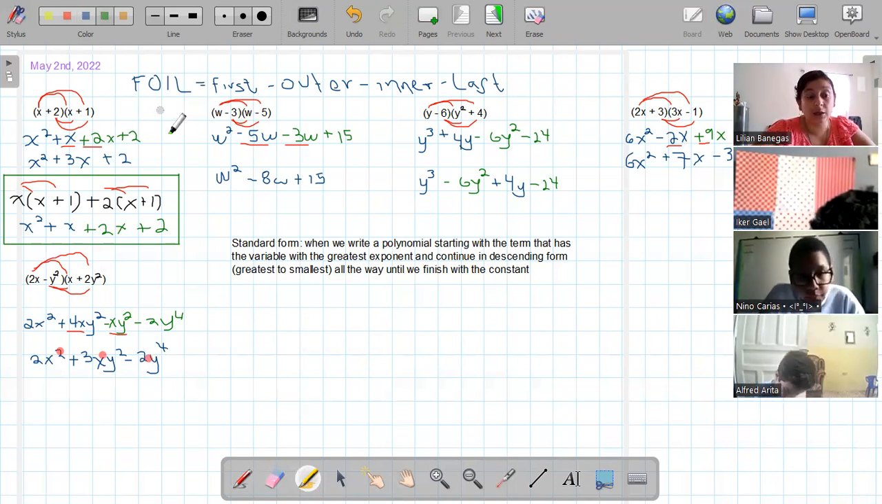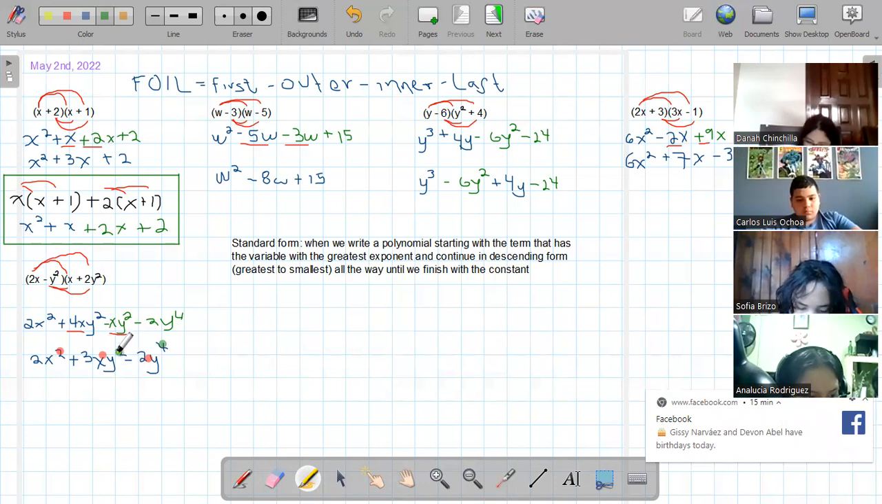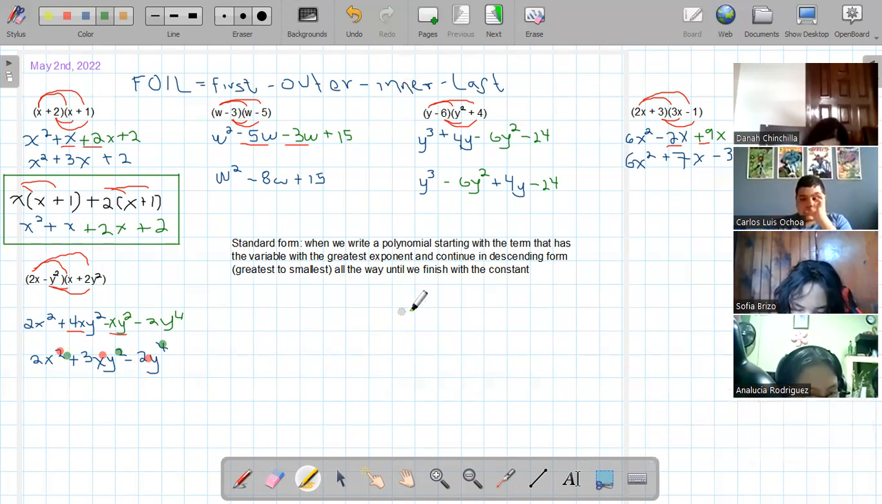And as you can see, it goes in standard form the other way around as well. The y starts with exponent 4, then it goes to exponent 2, and then no variable y. So it goes in standard form, but it goes the other way around, okay? So it doesn't matter how it's written, it is still in standard form because we begin with the variable in alphabetical order. Are there any questions so far?